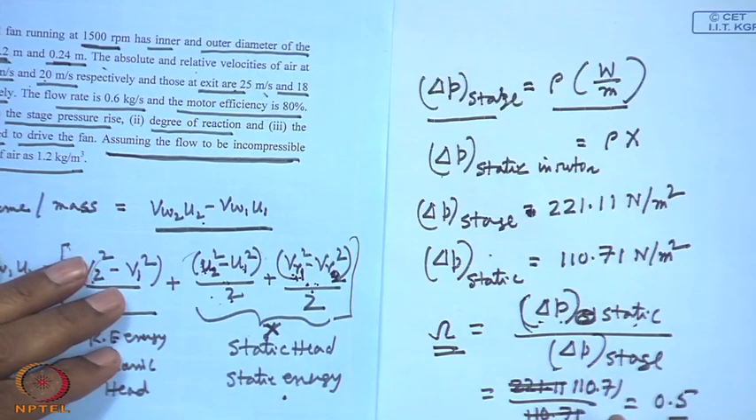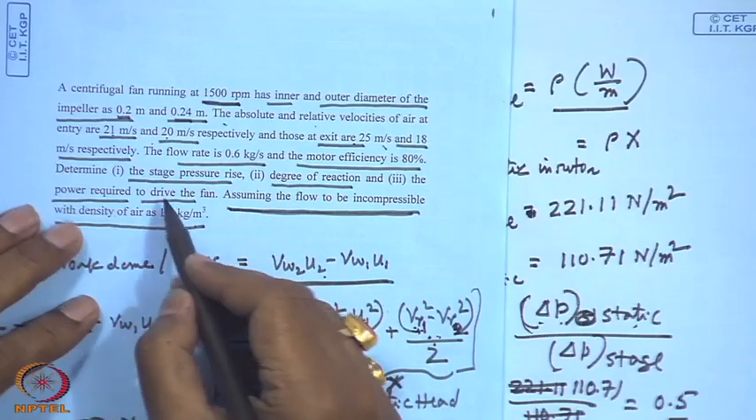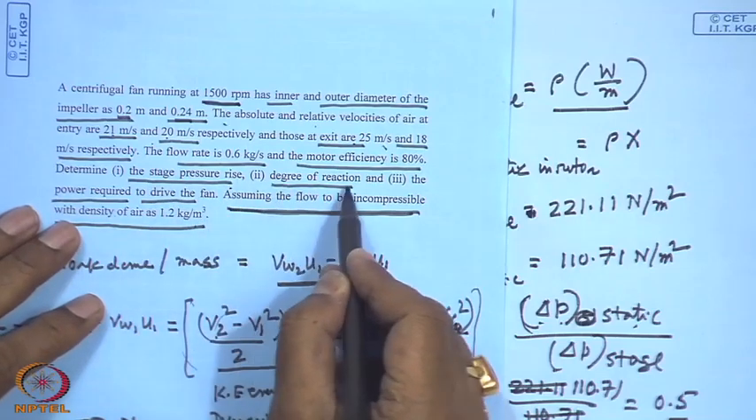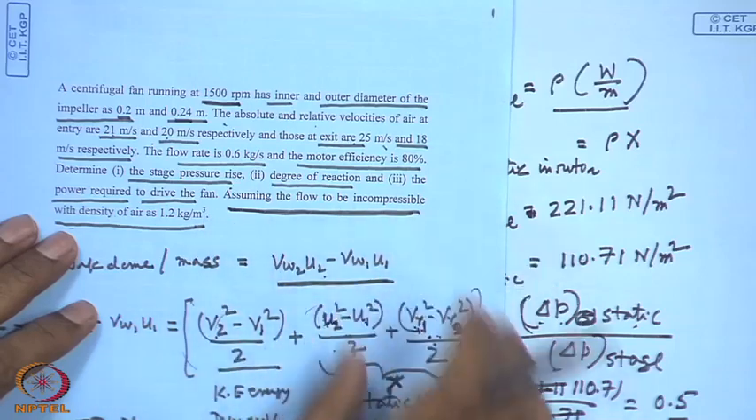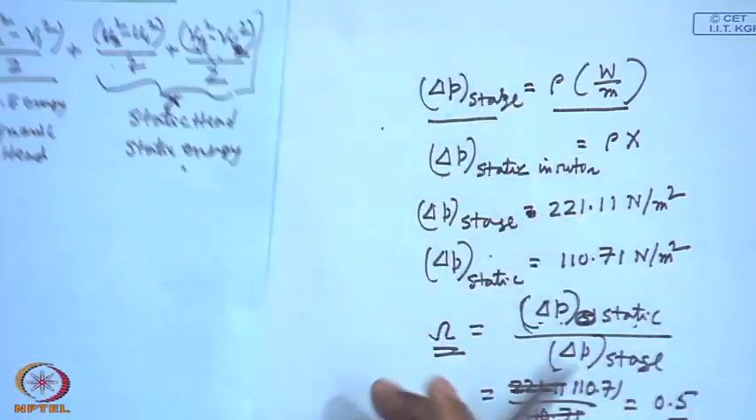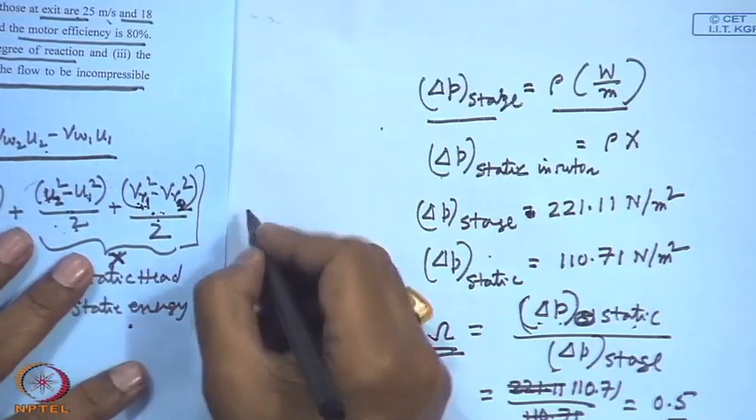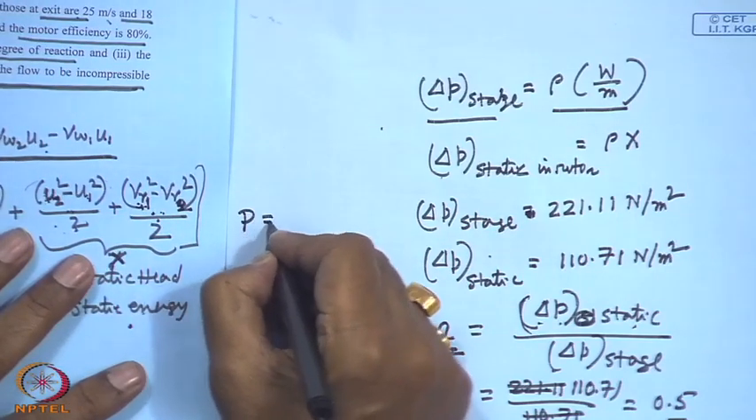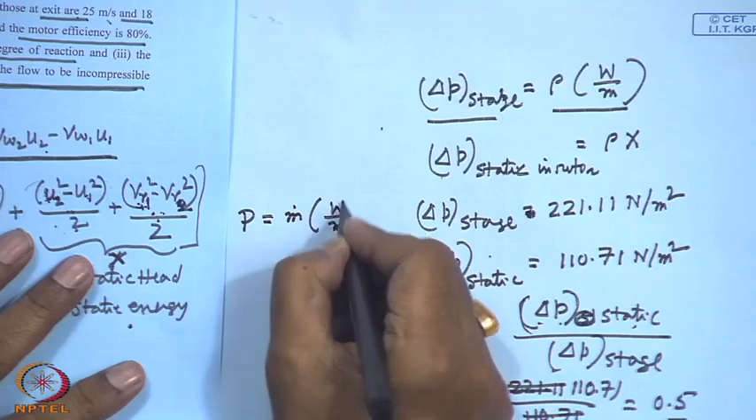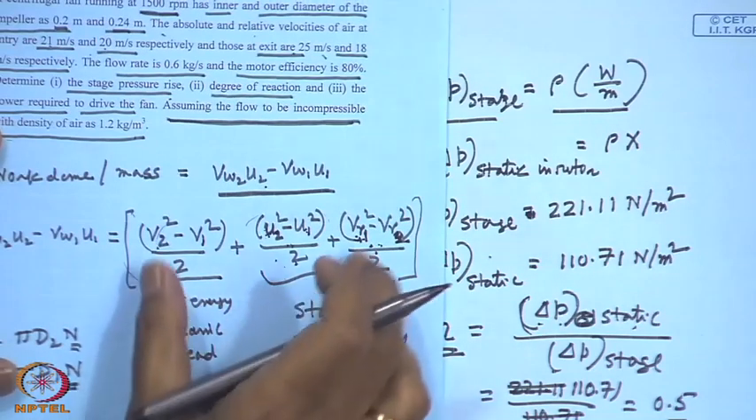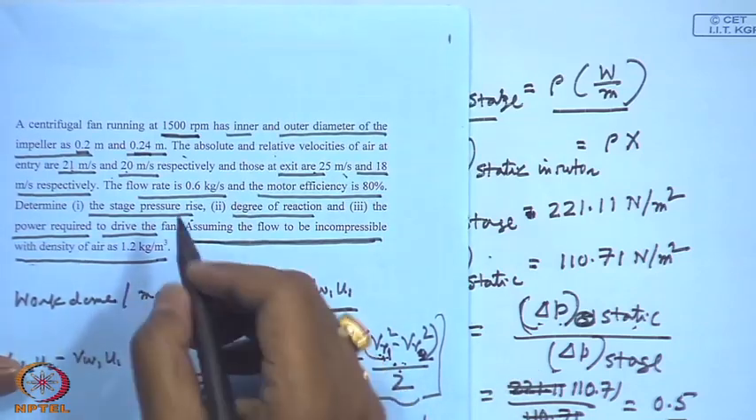Now, next is the power required. What is the next one? The stage pressure rise, degree of reaction and the power required to drive the fan. How to find out the power required? Power required is very simple. Power required we can write here. Power required is the mass flow rate into work per unit mass. That means work per unit mass is this one, and you can find out the mass flow rate. What is the mass flow rate?